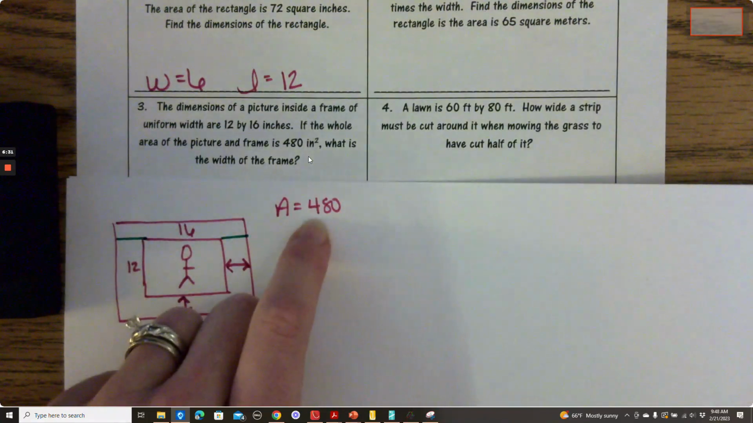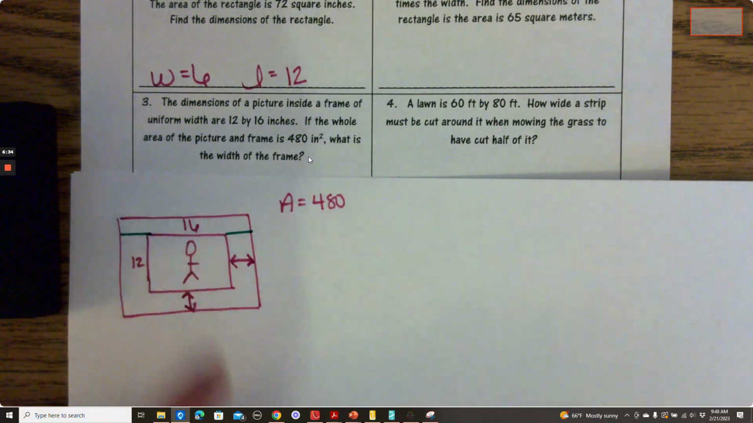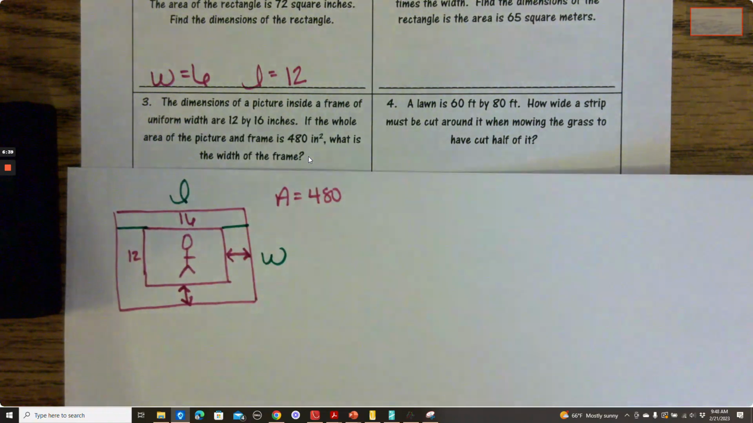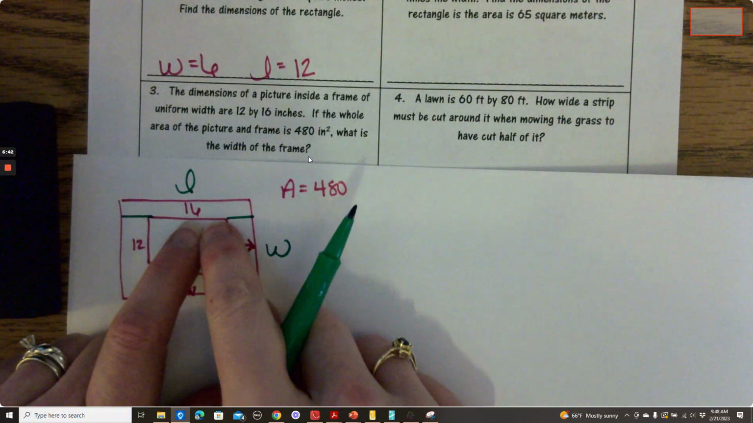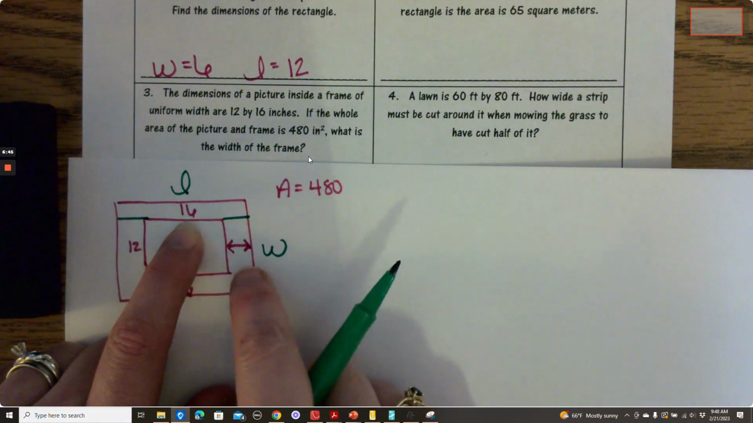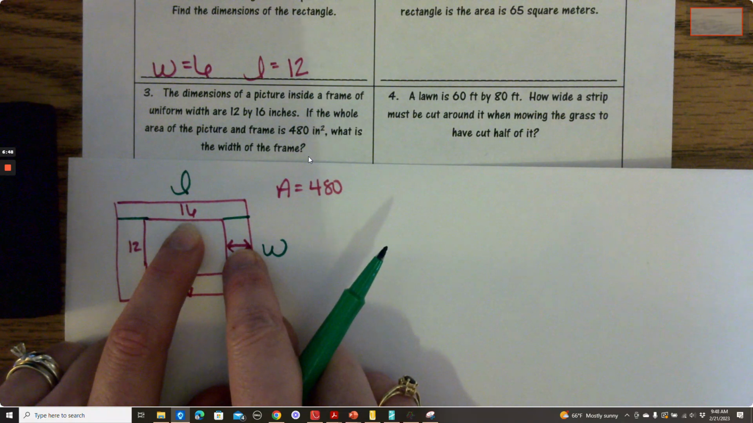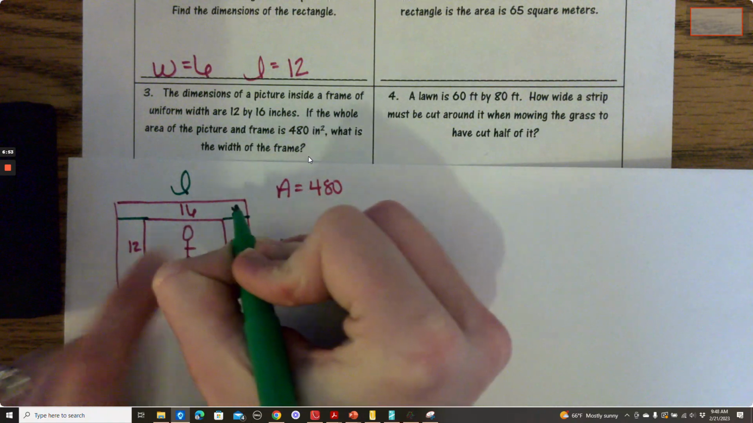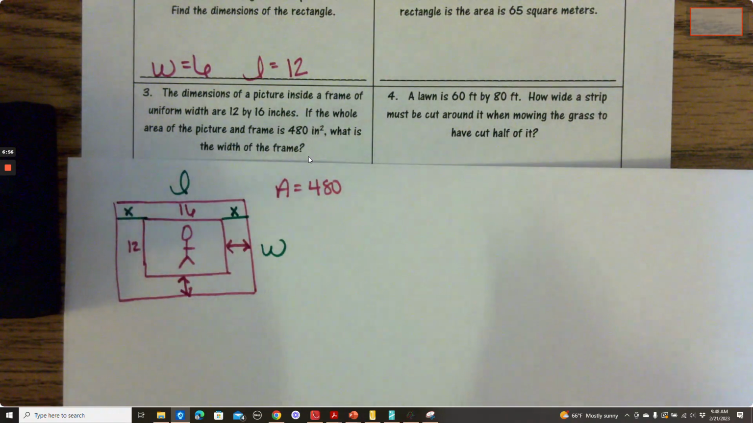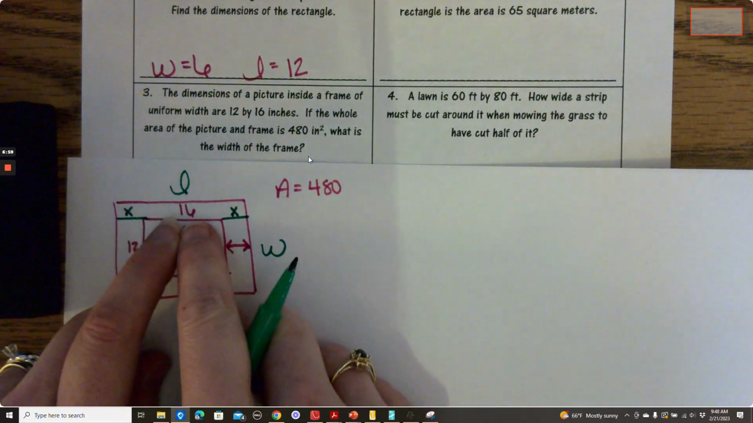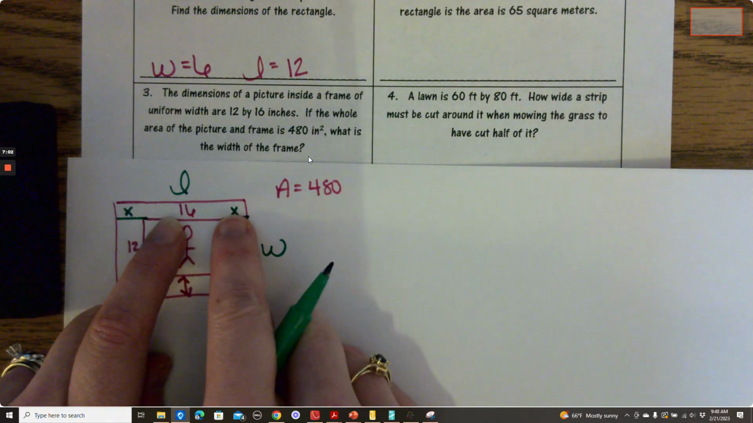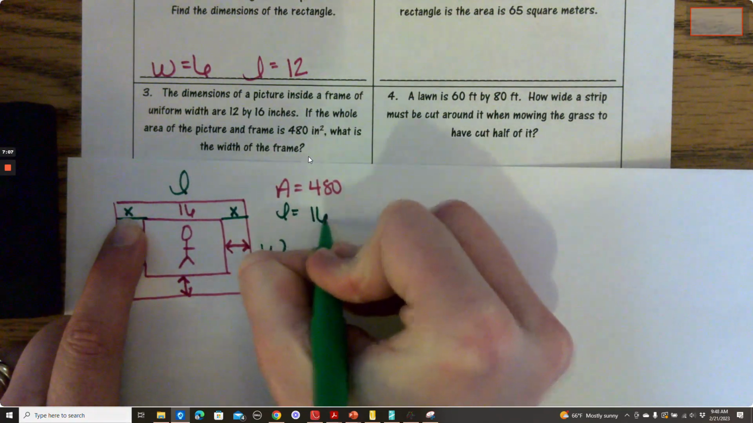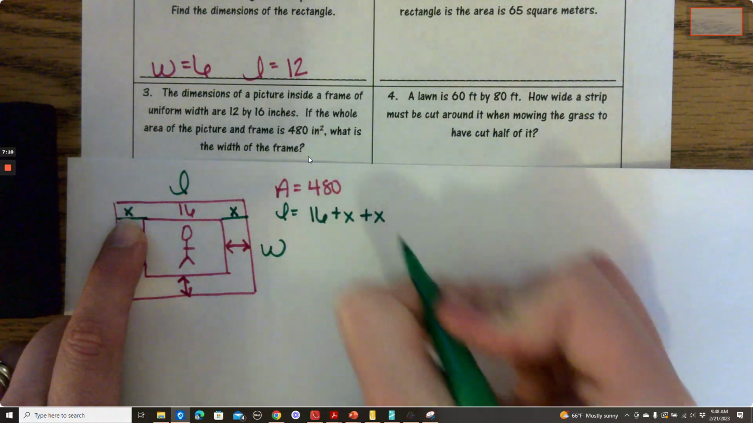So to find if the area of the whole thing is 480, I need the whole length and the whole width. So the length here is the 16 inches of the picture, and then we don't know this amount. So what do we use if we don't know an amount? X. So this would be an X, and this would be an X, because remember, the width is the same. So the length here is 16 plus X plus X. So that's my length. Length equals 16 plus X plus X.